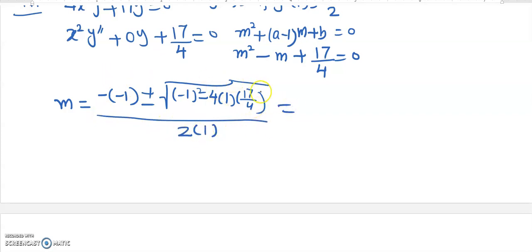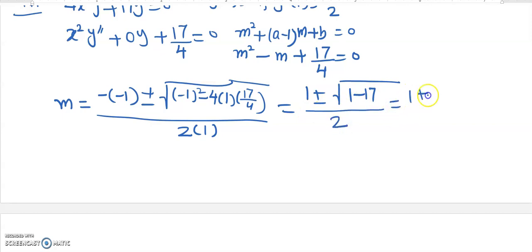So it will be 1 plus minus, so what is this value? 1, and this 4 cancels with 4, so 1 minus 17, divided by 2. So 1 plus minus the square root of minus 16, over 2. So it will be 0.5 plus minus, so the square root of 16 is 4, 4 divided by 2 is 2, and then for minus 1 under the root you can have this value.